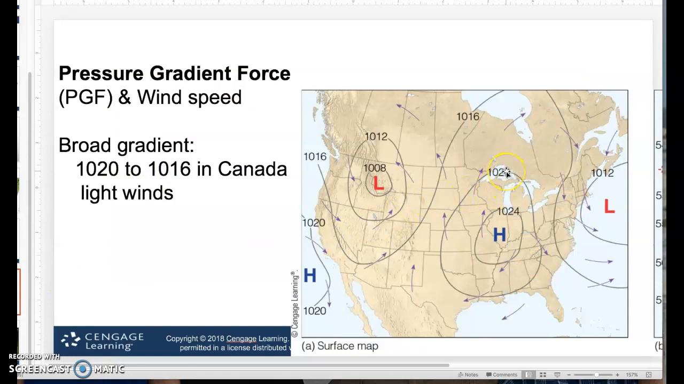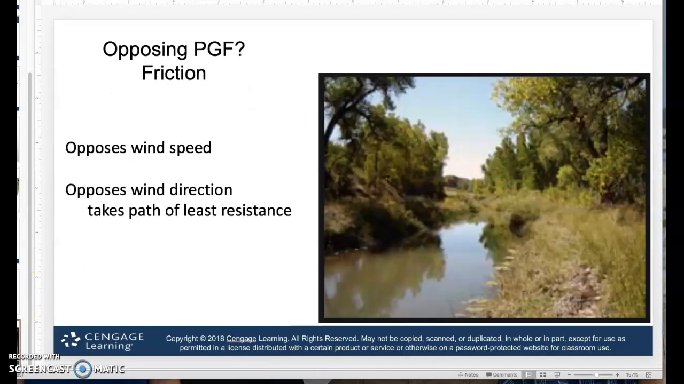Here's another way of looking at pressure gradients. Here's a very, very wide gradient here. Very light winds in this area. Around here, much tighter pressure gradient, higher winds in this area. We talked about friction. That's important. Look this over in Chapter 6 if you need to, and I'll meet you back on the other side.